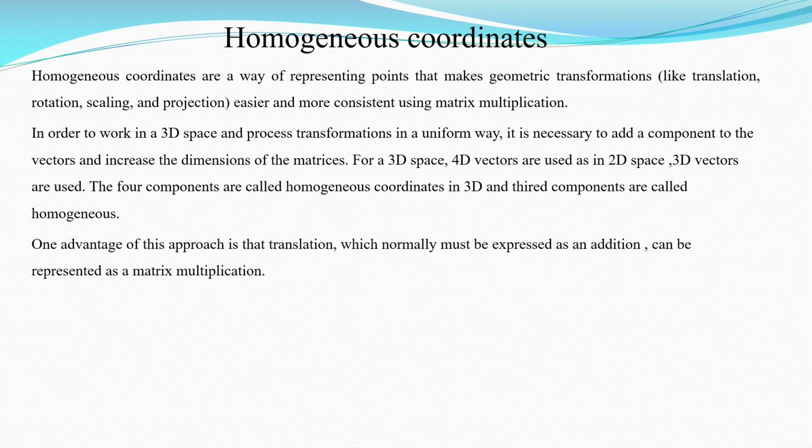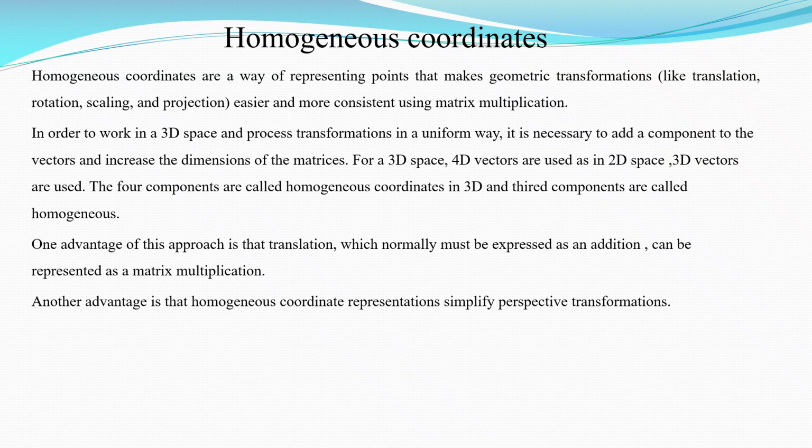In short, the homogeneous coordinate represents a simplified perspective transformation. This approach, which normally must be expressed as an addition in a translation, can be represented as a matrix multiplication using the homogeneous coordinate.